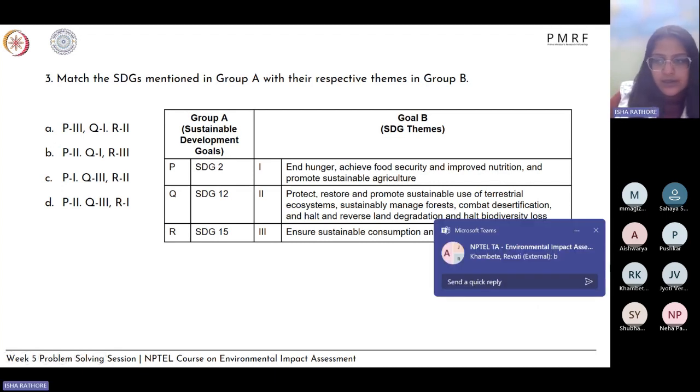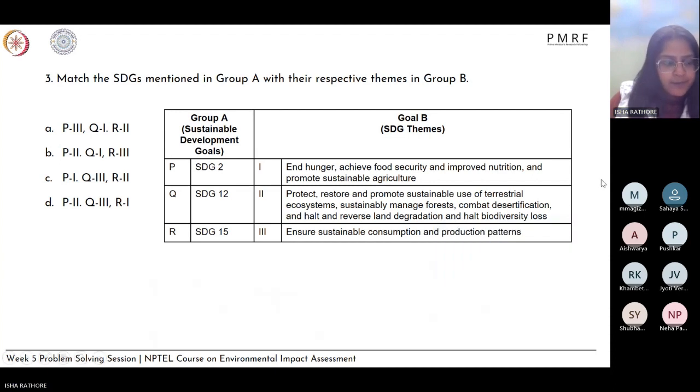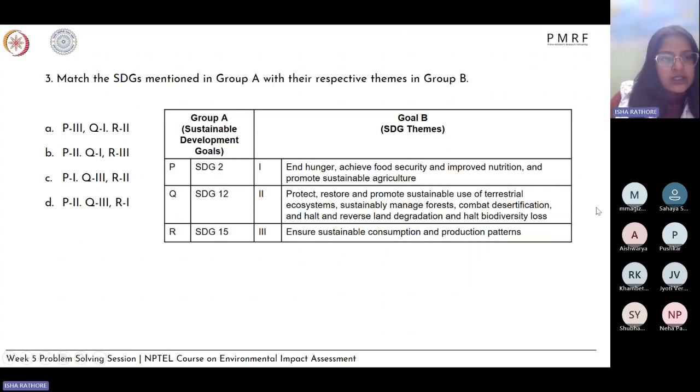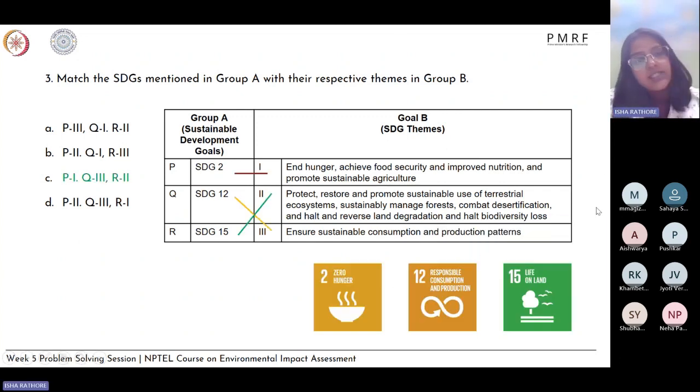Okay, we have one answer. We have another answer. Okay, so the correct answer is SDG 2, which deals with zero hunger. So P matches with 1, which is end hunger, achieve food security and improve nutrition, and promote sustainable agriculture. Sustainable Development Goal 12 deals with responsible consumption and production. So Q matches with 3, which is ensure sustainable consumption and production patterns.